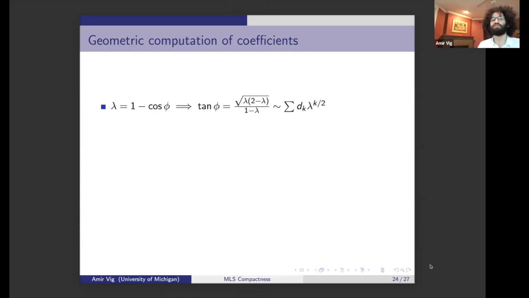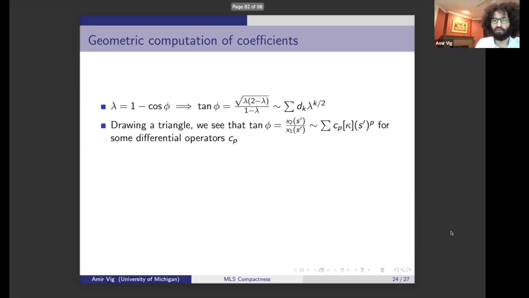And now we want to do the same thing, but geometrically. So recall that lambda is 1 minus cosine. We can plug it into Mathematica and you get some combinatorial coefficients. You just Taylor expand lambda. And if you draw a triangle, you can see the tangent of the angle of reflection is just rise over run. So if you're centered at the origin, your rise is x2, that's the vertical coordinate, divided by x1, that's the horizontal coordinate.